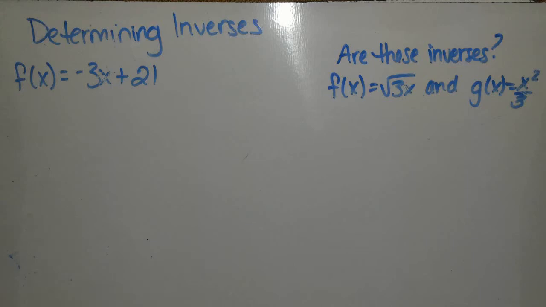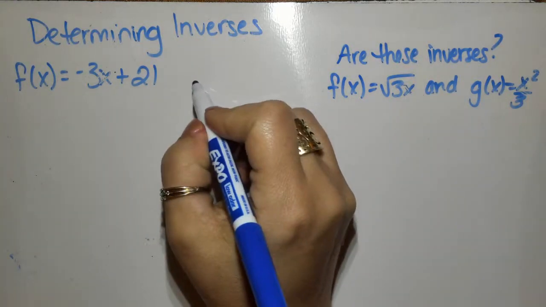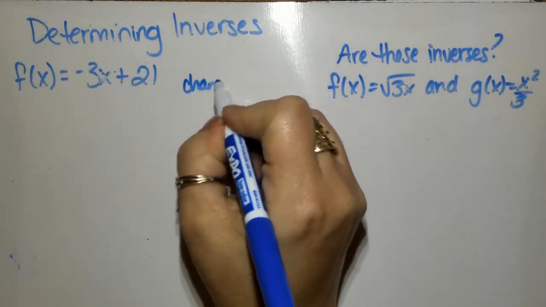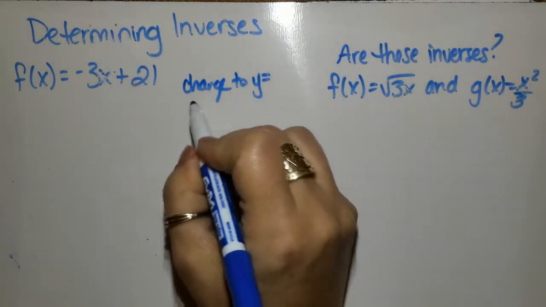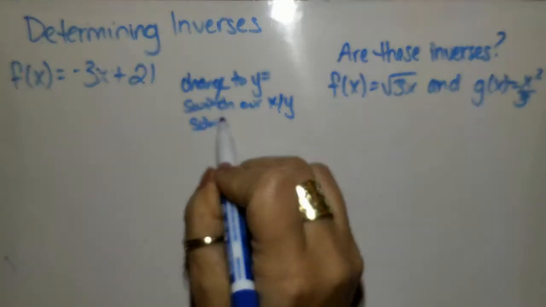Hey guys, okay, so I want to talk about how to determine an inverse. So we have some steps, okay? First we want to change to the y equals form. Then we want to switch our x and y's, and then we want to solve for y. Okay, so these are our steps.